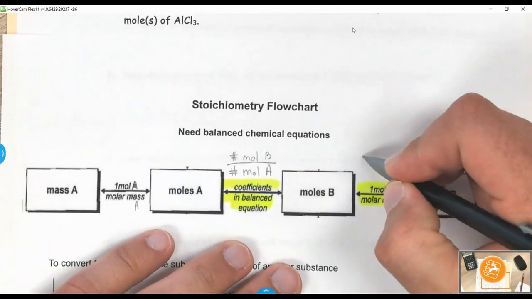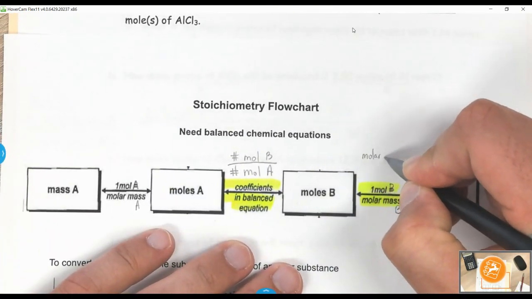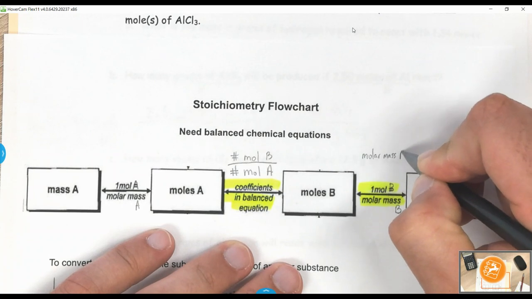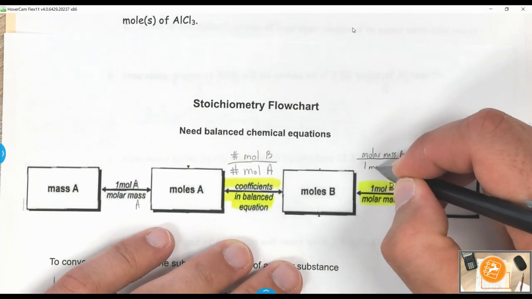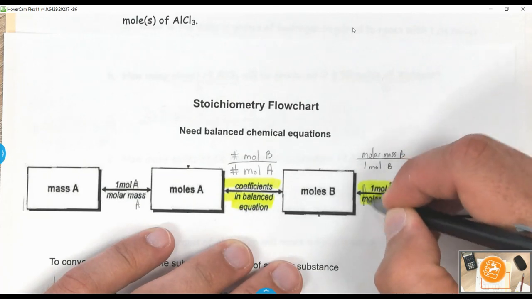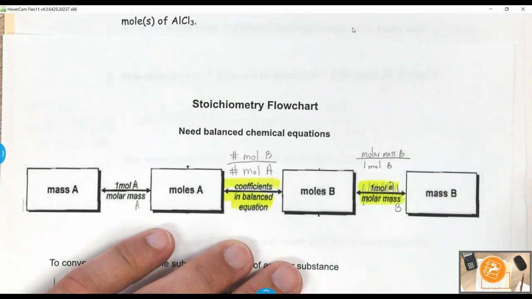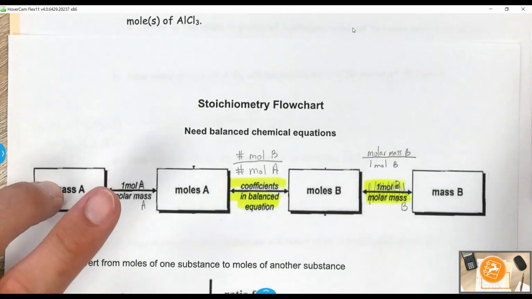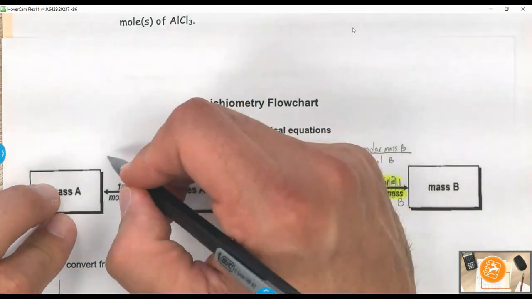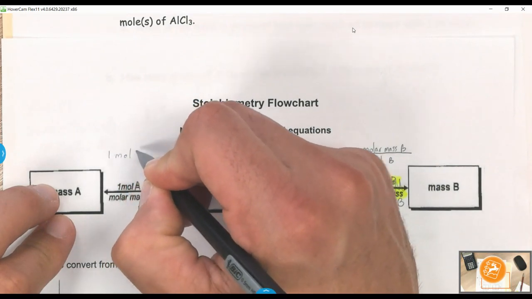Let's change that. We want molar mass of B over 1 mole of B. And then this one stays put. This one would be fine. But if we want to just rewrite it all out so it looks all kind of the same.